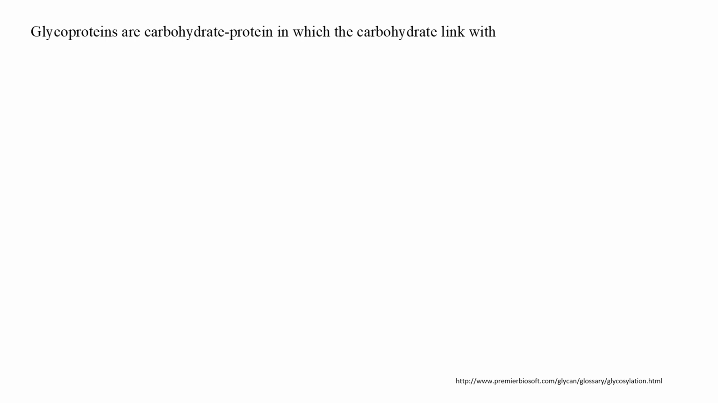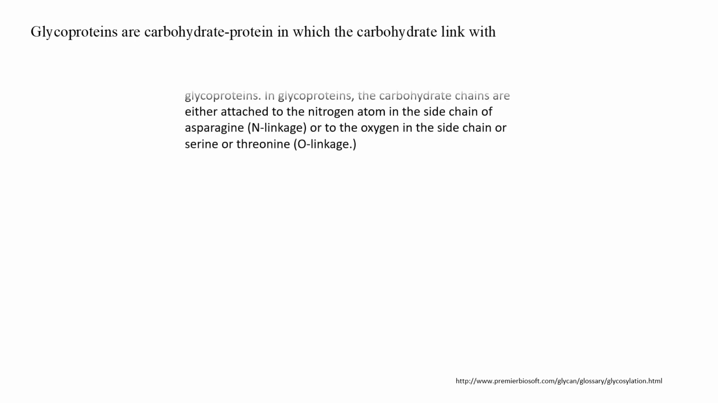Glycoproteins are carbohydrate proteins in which the carbohydrate links with proteins. The formation of carbohydrate proteins, that is glycoproteins, is called glycosylation. Carbohydrates can be attached to proteins to form glycoproteins. In glycoproteins, the carbohydrate chains are either attached to the nitrogen atom on the side chain of asparagine, that is N linkage, or to the oxygen in the side chain of serine or threonine amino acids, which is O linkage.